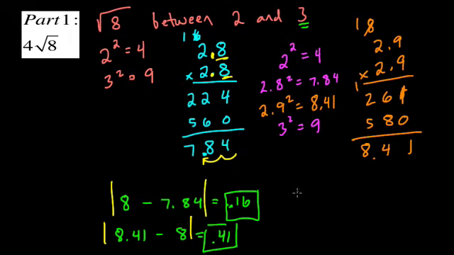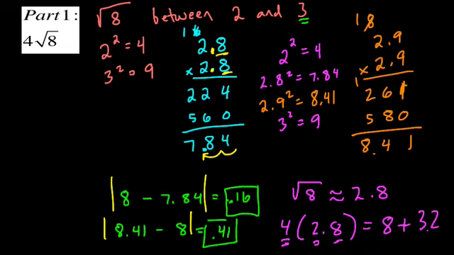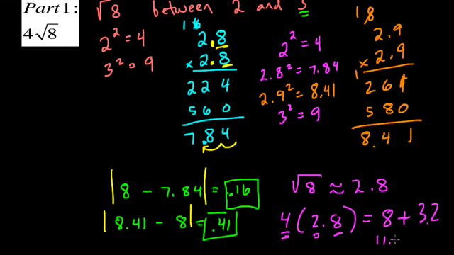So now what this means is I'm going to use 2.8 as my decimal approximation for the square root of 8. And 4 times 2.8, that's our original problem, 4 times the square root of 8, equals 8 plus what? Well, here what I do is 4 times 2 is 8. 4 times 0.8 is just like 4 times 8, or 32, but 10 times smaller. So it's 8 plus 3.2, it's 11.2. That's my final answer. Thanks.